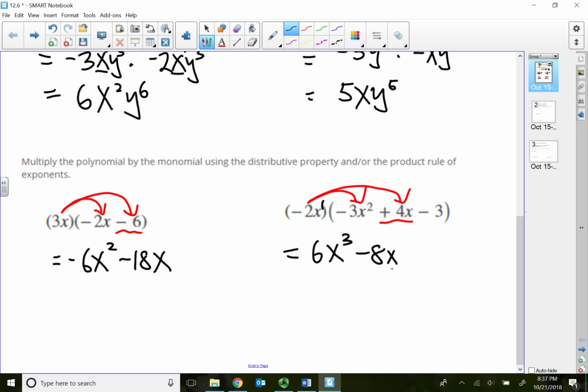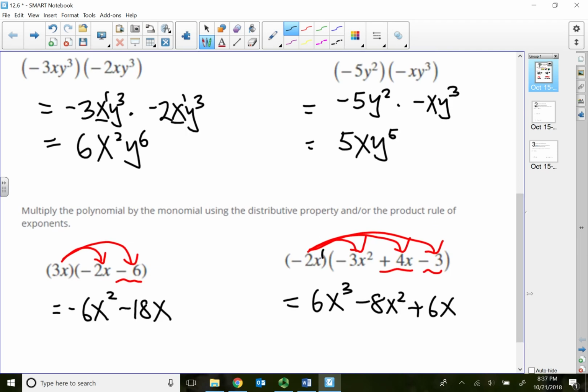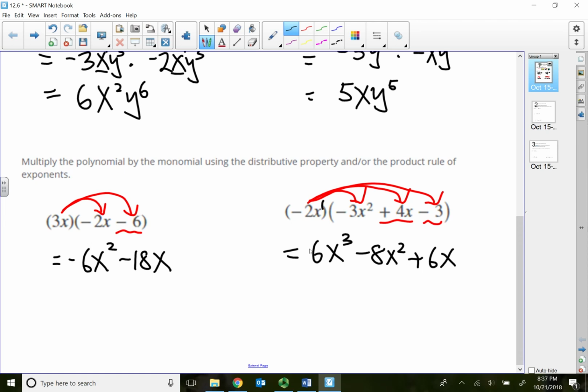X times x is x squared. After a while, if you just say this long enough, your brain automatically adds the exponents. Negative 2x times positive 4x is negative 8x squared. So your brain is doing two different things simultaneously. Pretty cool. Negative 2x times negative 3 will just be positive 6x. So when we're multiplying, our brain is multiplying the numerical coefficients and also adding the exponents at the same time. We do two things simultaneously, and it takes practice. The more you do, the easier multiplication becomes.